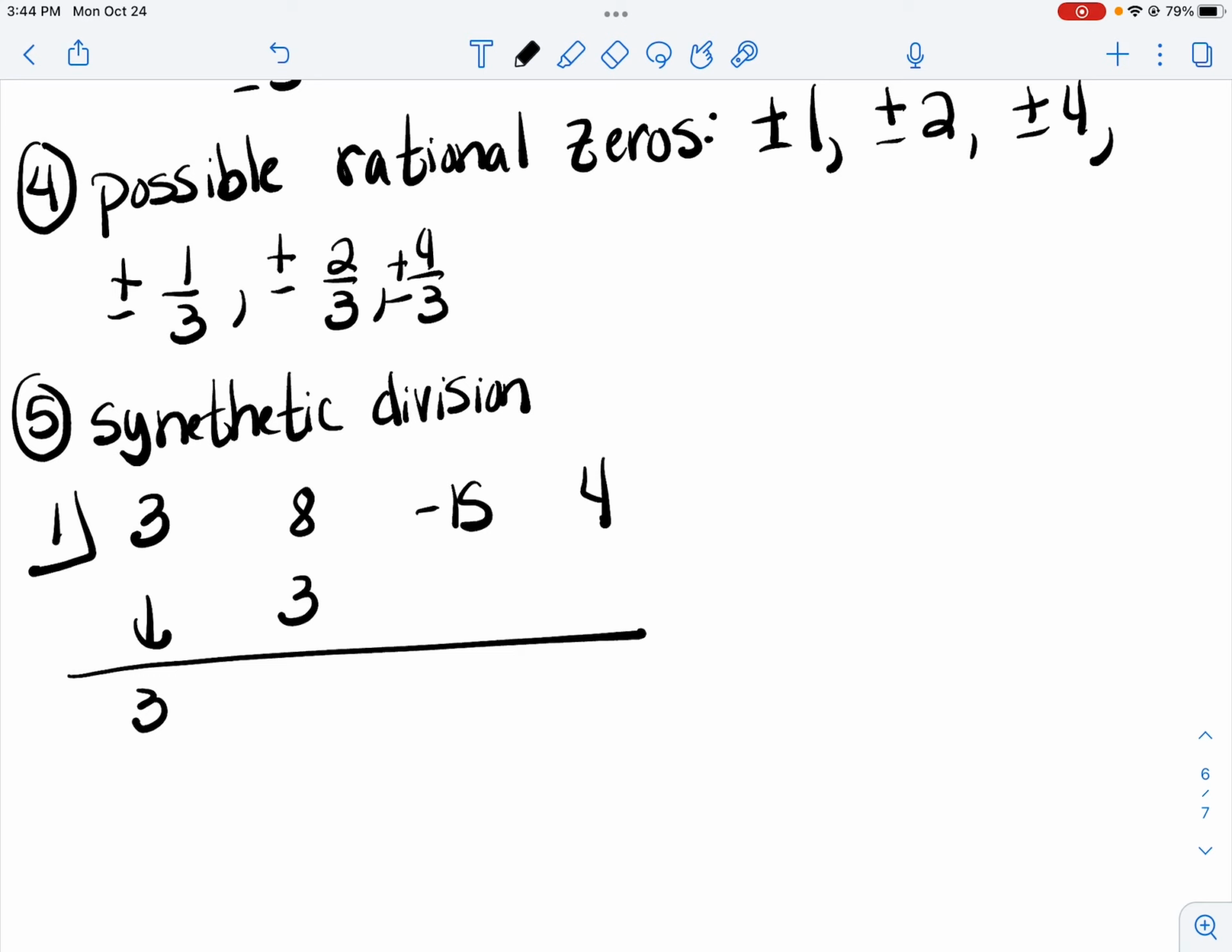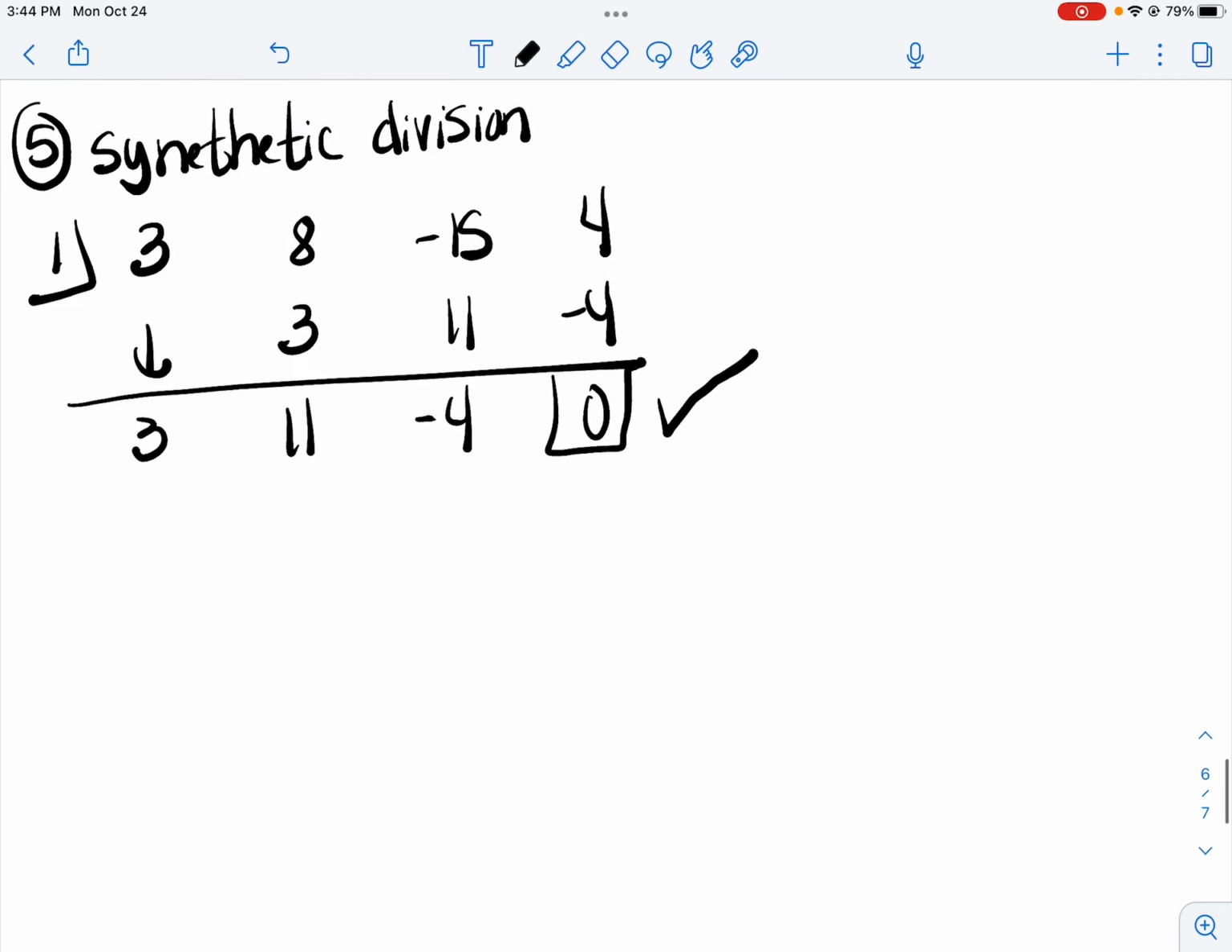Bring down the 3. 3 times 1 is 3, plus 8 is 11. 11 times 1 is 11. Plus negative 15 is negative 4. Negative 4 times 1 is negative 4. Plus 4 is 0. And so I have a 0 here.